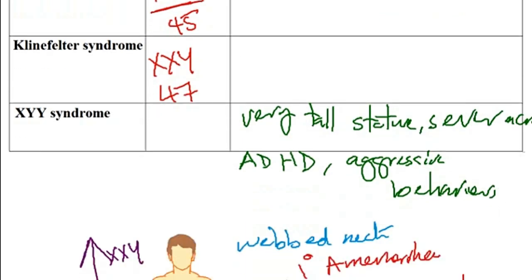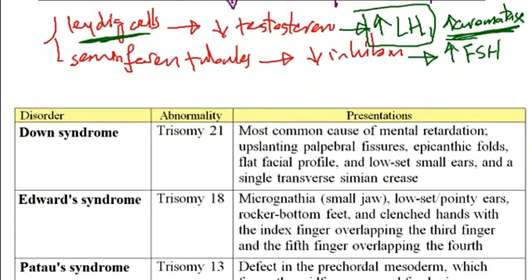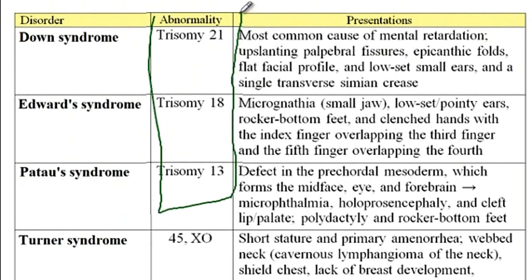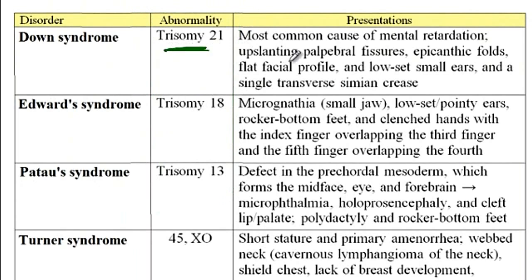Now, to quickly summarize all the findings that I just discussed with you, patients with Down syndrome, Edwards syndrome, and Patau syndrome, these three are commonly associated with increased maternal age. Down syndrome is trisomy 21, which is the most common cause of mental retardation. So what was the other genetic disorder that was associated with mental retardation? And the answer is Fragile X. So Down syndrome is the most common cause of mental retardation.